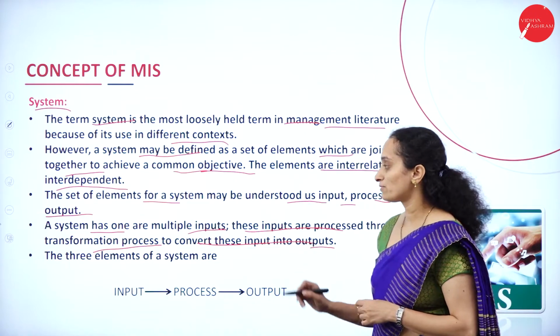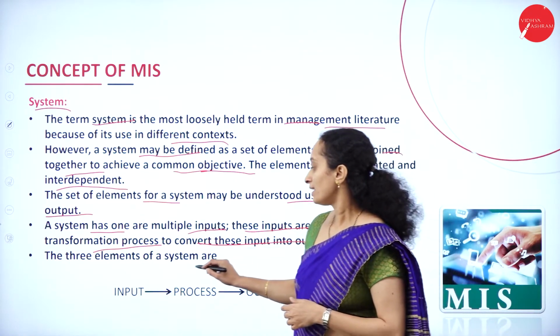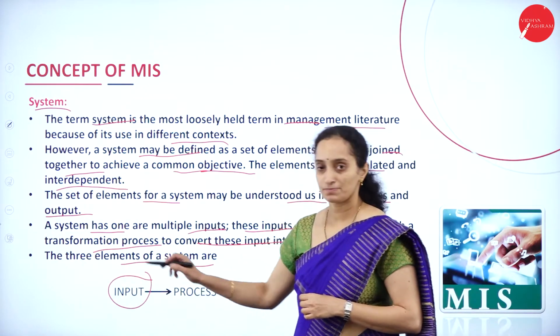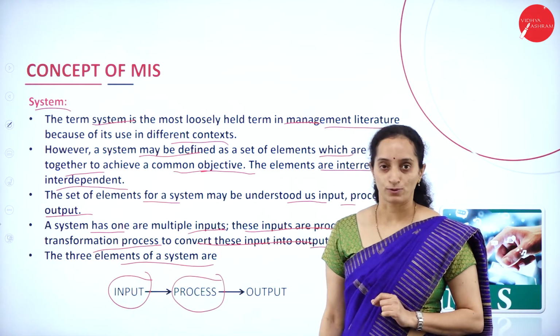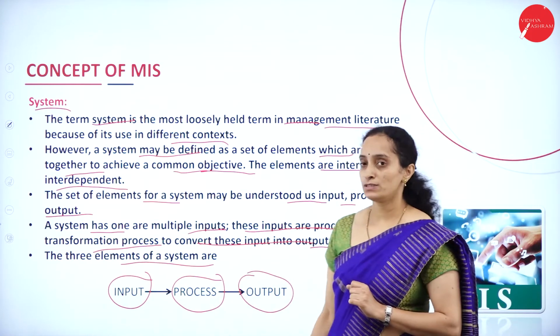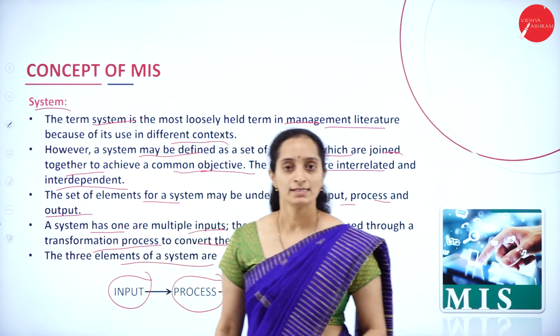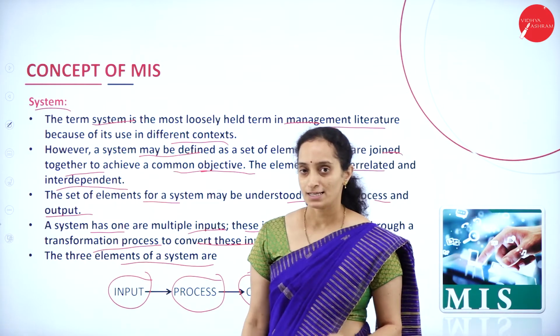So these inputs will be transformed to output. The 3 elements of a system are the input, which provides the data to process. The processed data will be produced as an output and is given to the user of the system. So this is about the management information system.